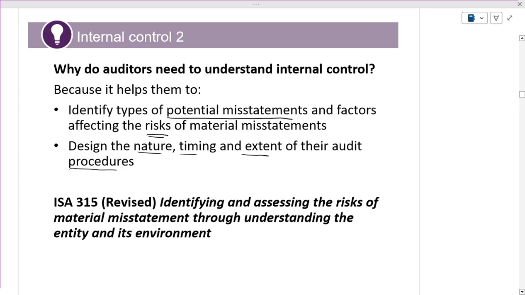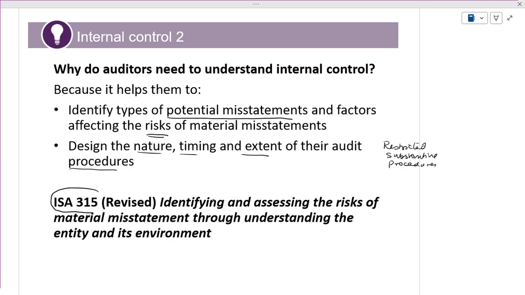Now what happens? If effective controls are there, then you will not do full substantive procedures. You will do restricted substantive procedures. You will do procedures at any point; procedures will not be skipped. You will do them depending on the controls. What does it say? ISA 315.